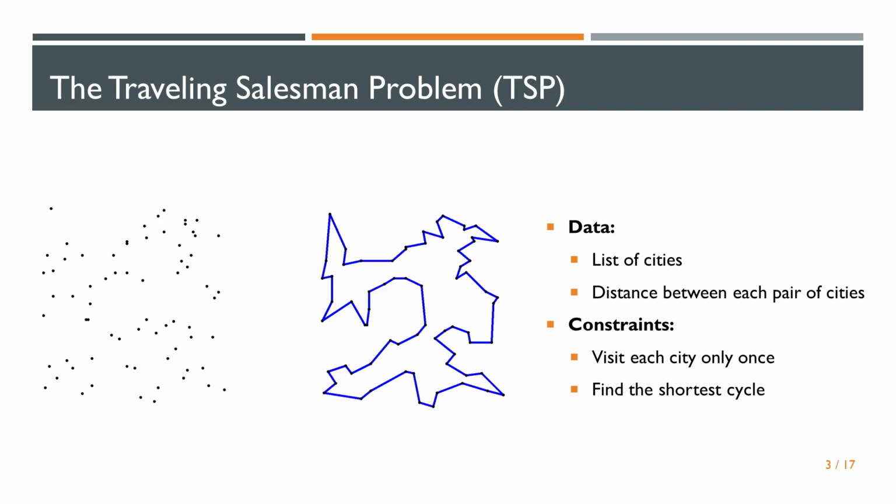The TSP is a problem that is easy to state but hard to solve. It has for data a list of cities and the distance between each pair of cities. It is constrained by two constraints. First, visit each city only once. Then find the shortest cycle. The combination of these two constraints makes the problem NP-hard or NP-complete depending on the variant.